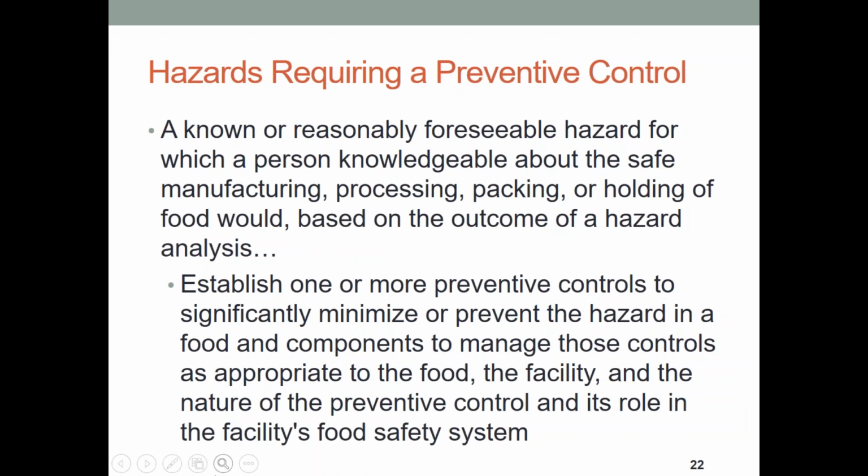Okay, so what is a hazard that requires a preventive control? A hazard that requires a preventive control is a known or reasonably foreseeable hazard for which a person who's knowledgeable about the process would, based on the outcome of the hazard analysis, establish one or more preventive controls to significantly minimize or prevent the hazard in a food or components, and to manage those controls as appropriate to the food, the facility, and the nature of the preventive control and its role in the food safety system.